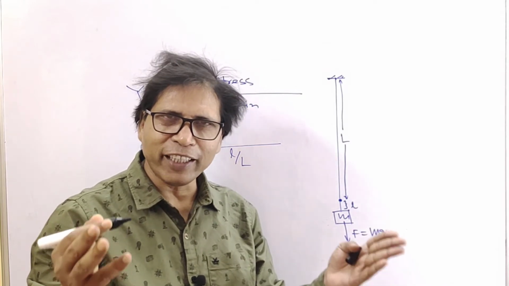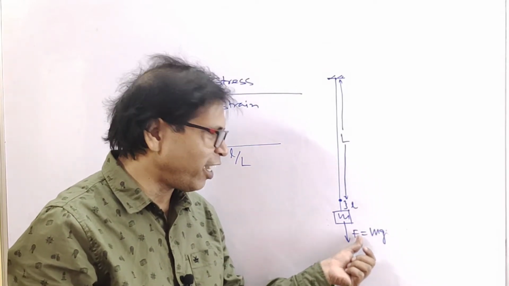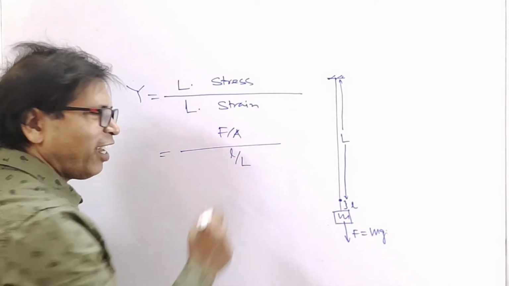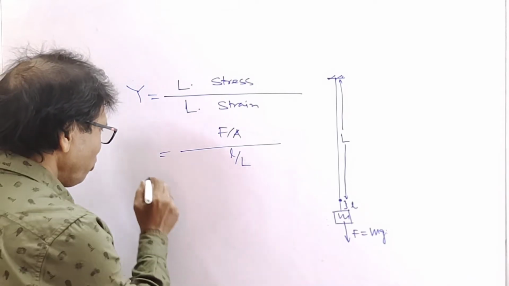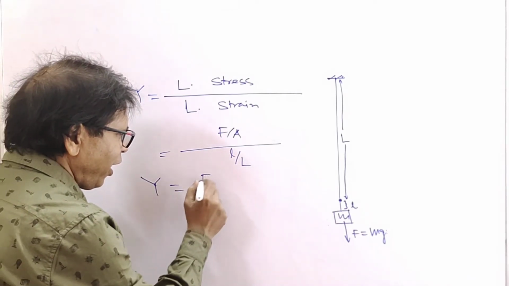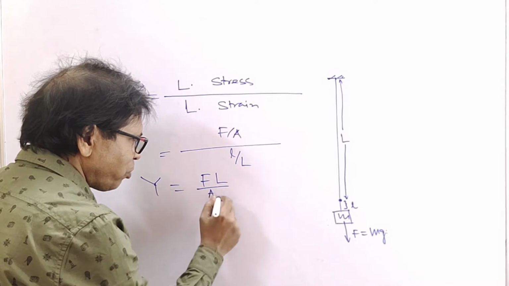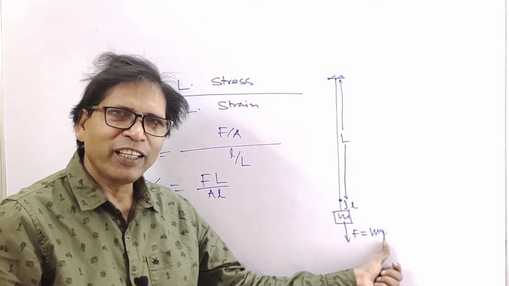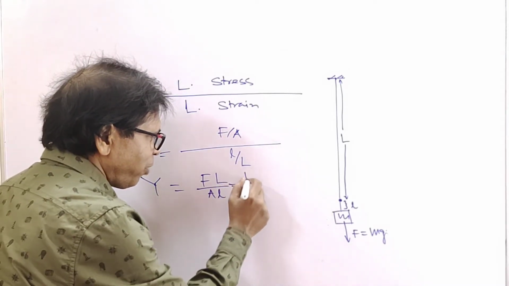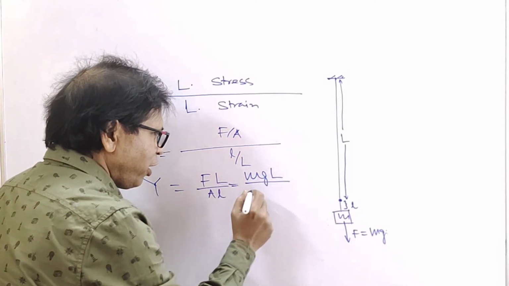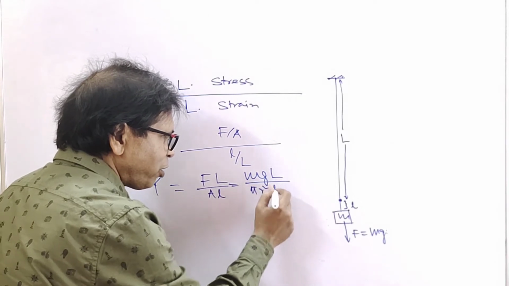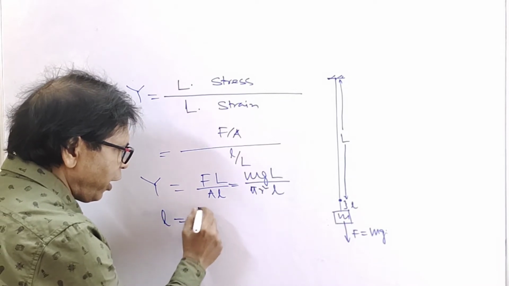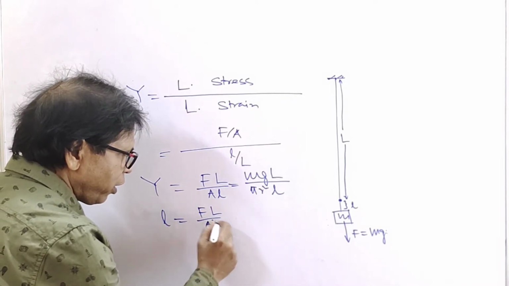Suppose the area of cross section is capital A. So stress is F by A. Okay, understood? Therefore Y is equal to FL divided by A small l. Now here F equal to mg. So Y equals mg capital L divided by pi r square small l. Now the increase of length small l is FL divided by AY.